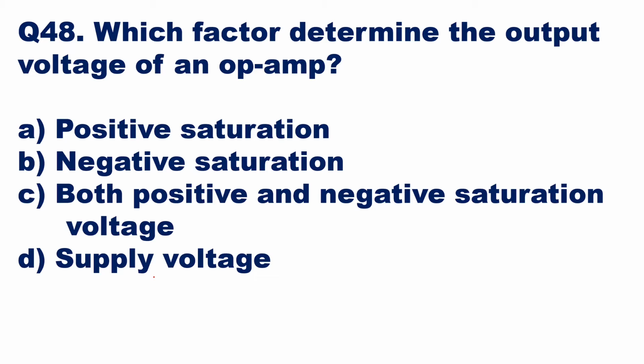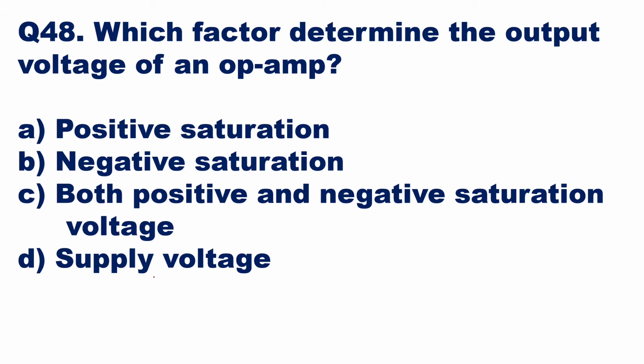Which factor determines the output voltage of an op-amp? Option A is positive saturation. Option B is negative saturation. Option C is both positive and negative saturation voltage. And option D is supply voltage. Okay. Now, which factor is going to determine the output voltage of an op-amp?